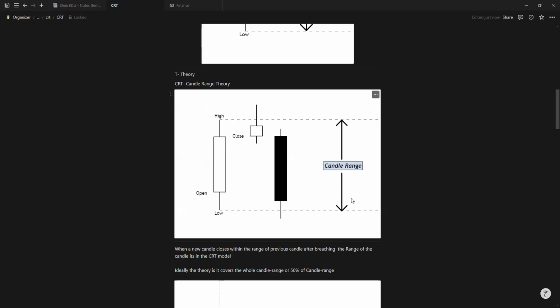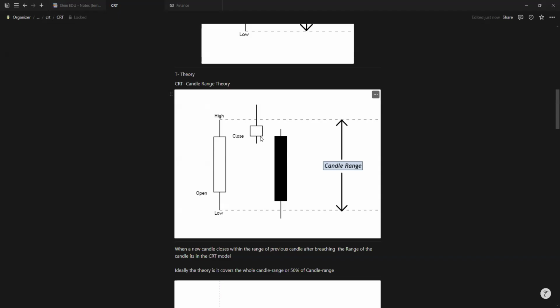So basically, this is a candle range. The theory says when a candle breaches the candle range, which means a new candle is breaching the previous candle's range, and it's closing back inside the previous candle's range, it's a CRT. So this was a candle range and we breached and then we closed within the candle range. So now this is a CRT model.